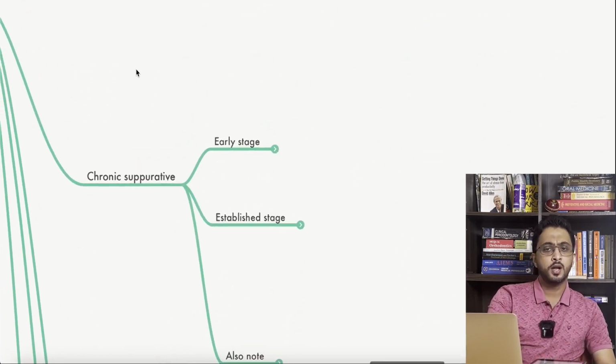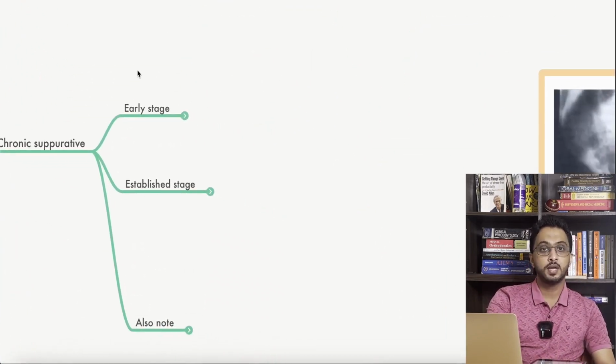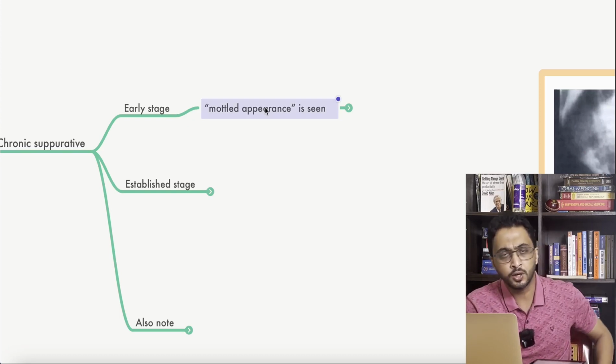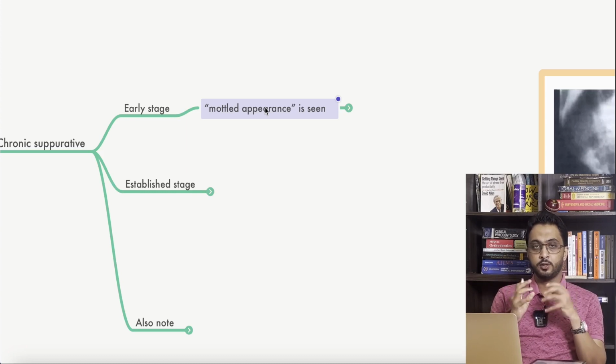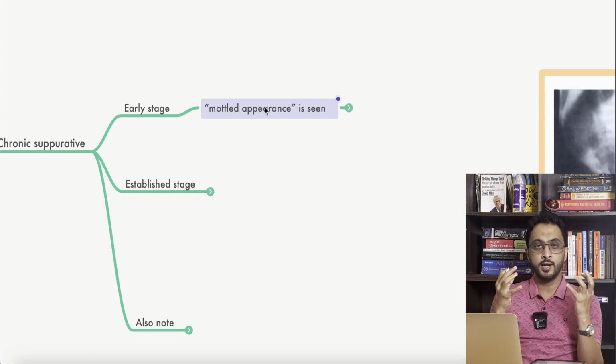Now chronic, we can divide it into 2 stages. What happens in the early stage? What happens in the established or much later stage? Now this is an MCQ: mottled appearance. Basically what happens? The acute stage we have, then the chronic stage is coming. In the acute stage there is fuzziness of trabeculae. Then bone destruction begins. The moment it goes into the chronic phase, the bone destruction begins.